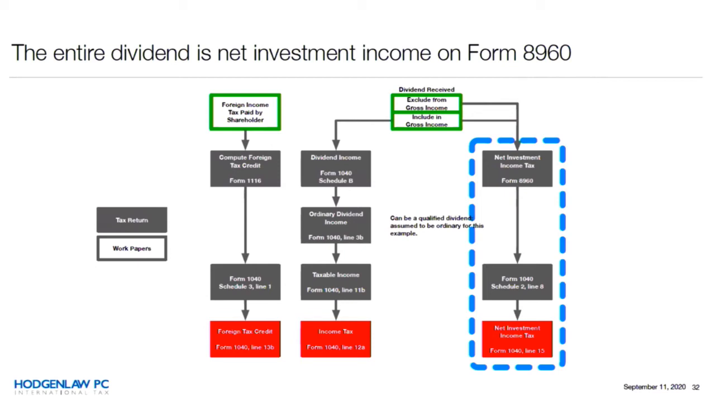So here's a little flow chart that shows you all the moving parts that we're going to be talking about in this section. On the right, the dashed box with the blue dashes around it shows you what happens when you've got a dividend received. We put 100% of that into the net investment income tax box on Form 8960, do the calculations, and then drop the net tax liability onto Form 1040.